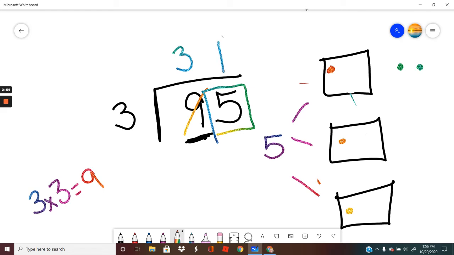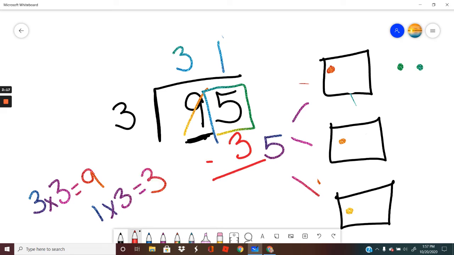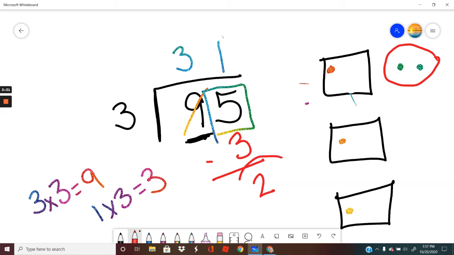All right? So what we're saying here is 1 times 3 equals 3, because it is. 1 times 3 is 3. So I'm going to put the answer to that problem right here. All right. So 1 times 3 is 3, we said. And then we're going to subtract 5 minus 3. Well, 5 minus 3 is 2. I have 2 leftovers. This is a remainder of 2.